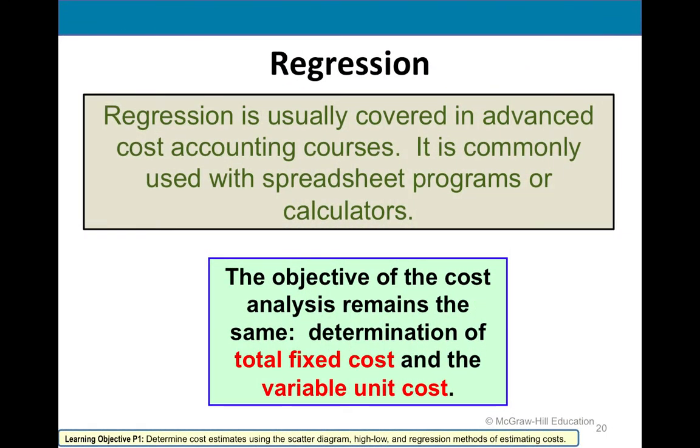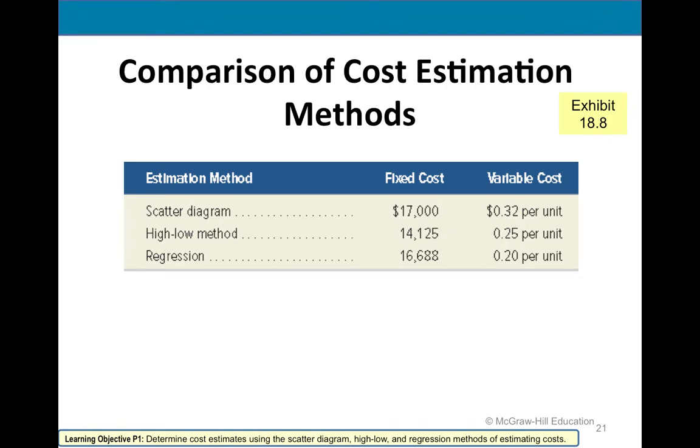Regression is more common, but just be familiar with it. The objective of cost analysis, again, even with regression analysis, is to determine the fixed cost and the variable unit cost. Remember, with each method, it's not that one is better than the other or that one's right and one's wrong. You have to find which method best fits your company. You have three methods here: the scatter diagram, the high-low method, and the regression. Like I said, you have to pick one. Which one best fits your company? What's your product?